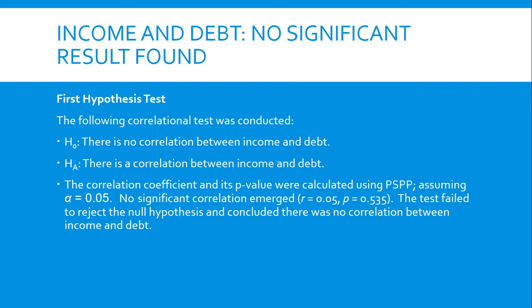The first hypothesis test was between the variables income and debt, and we concluded that there were no significant results found. The correlational coefficient and its p-value were calculated using the PSPP, assuming that the alpha value was 0.05. For this test, the R value was 0.05 and the p-value was 0.535, concluding that the test failed to reject the null hypothesis and concluded that there was no correlation between income and debt.